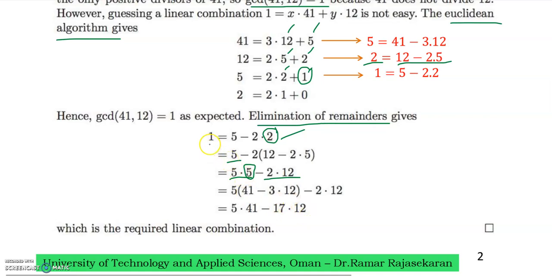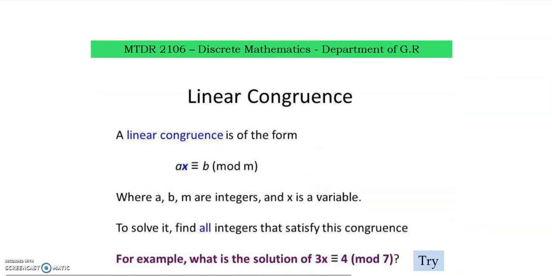The GCD of 41 and 12, which is 1, is equal to 5 times 41 minus 17 times 12, a linear combination of 41 and 12. That is what we require in this question. So this is the way to write the GCD of any two numbers as a linear combination of the two numbers: by applying the Euclidean algorithm and doing the back substitution. That's it.